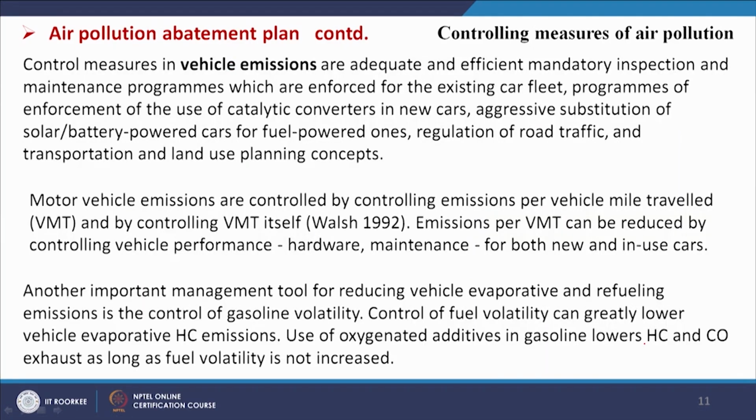Now, in vehicles, the vehicle emissions can also be controlled. We should take control measures for it, and control measures in vehicle emissions are adequate and efficient mandatory inspection and maintenance programs which are enforced for the existing car fleet, programs of enforcement of the use of catalytic converters in new cars, aggressive substitution of solar or battery powered cars for fuel powered ones, regulation of road traffic and transportation and land use planning concepts. These are some aspects of the controlling of vehicular emissions.